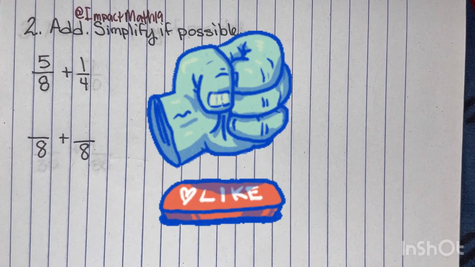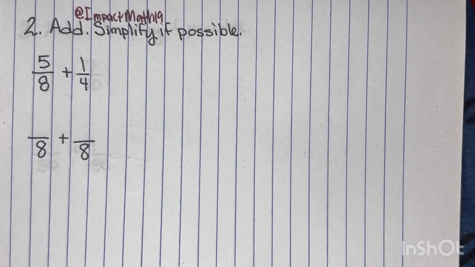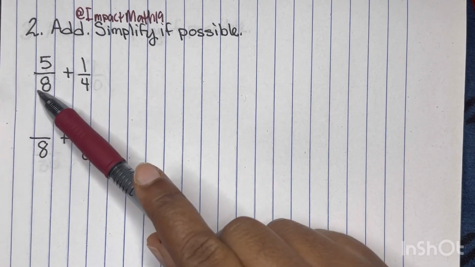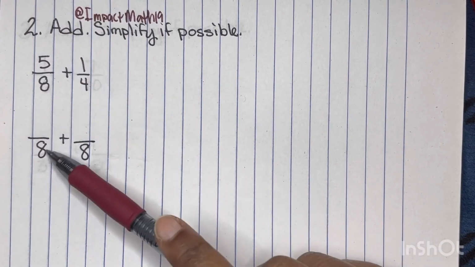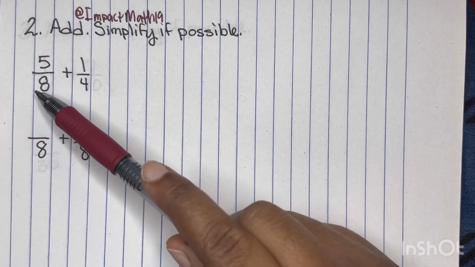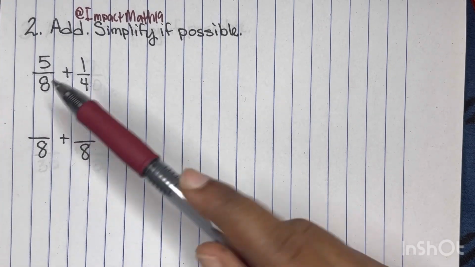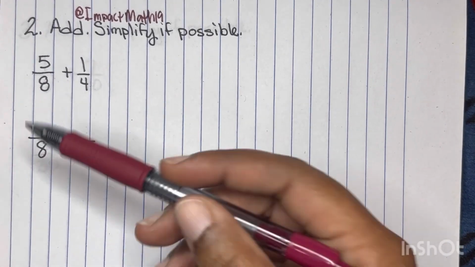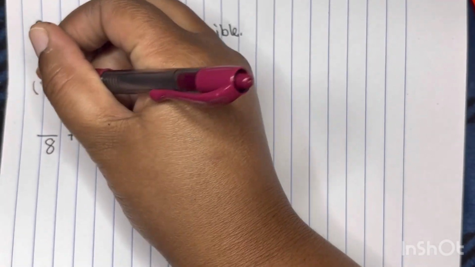Add and simplify if possible. Okay, so we have 5/8 plus 1/4. Now, whenever you're adding fractions, you have to have the same common denominator. So here they gave us our LCD, which is 8. And since we already have 8, we're asking ourselves 8 times what can give us 8? Well, 8 times 1 does.